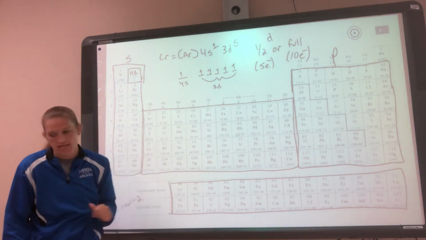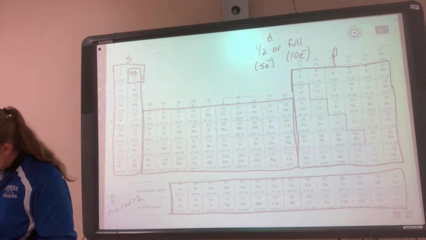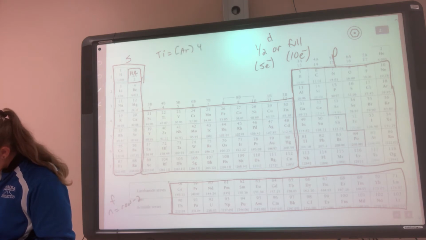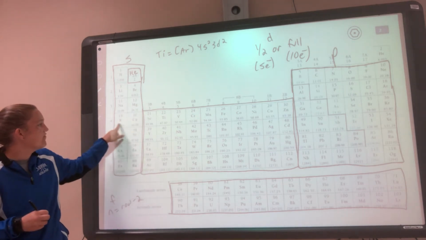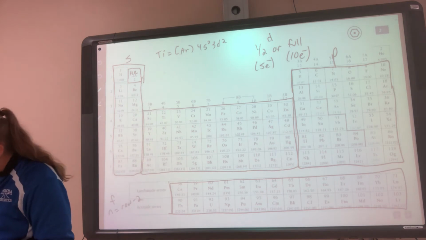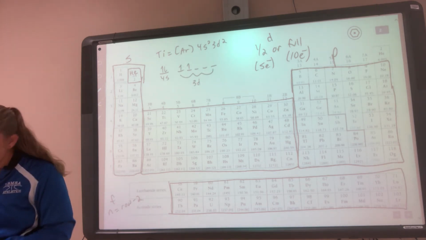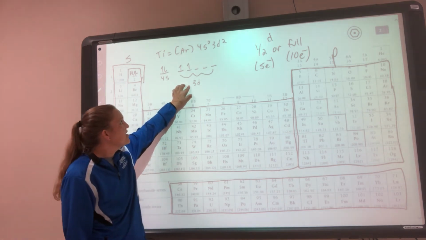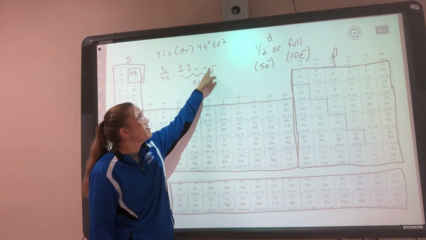So let's do titanium. So if we do titanium, its noble gas would be Ar, and then it's 4s2, 3d2. So you should get a little bit faster with these. So Ar, 4s2, 3d2. So let's draw our picture. 4s, I've got 2, and then my 3d, I only have 2. For it to be half full, it needs 1 in each orbital. So that means it needs 3 more electrons.